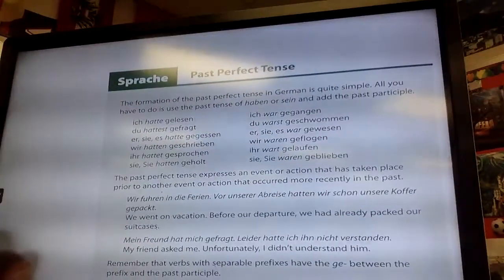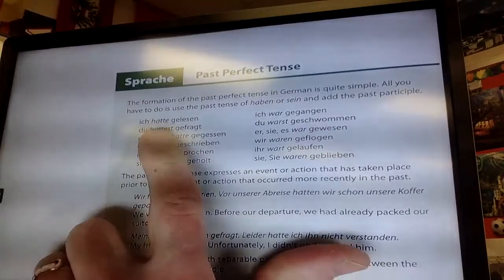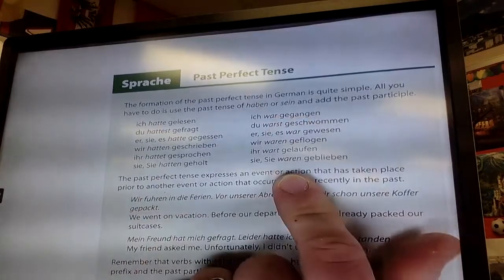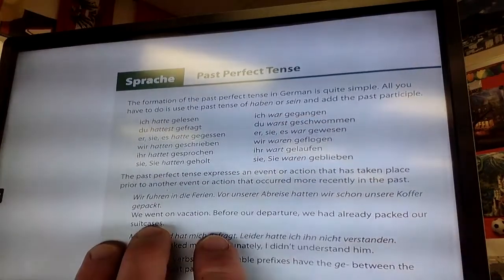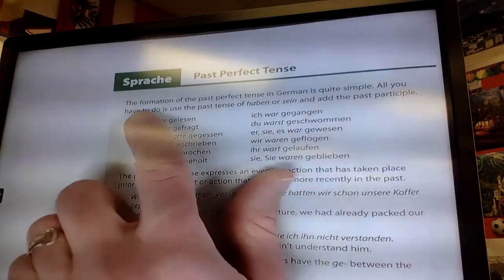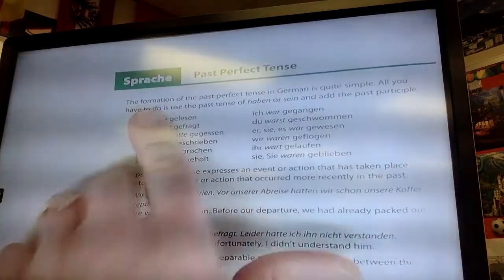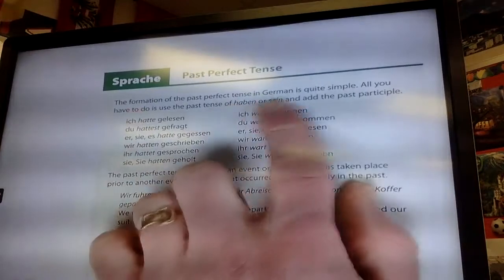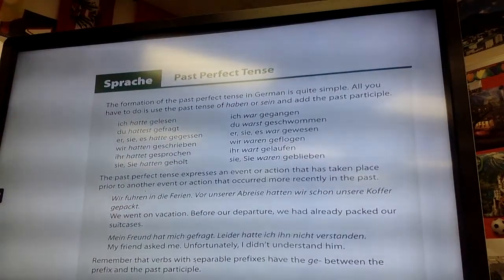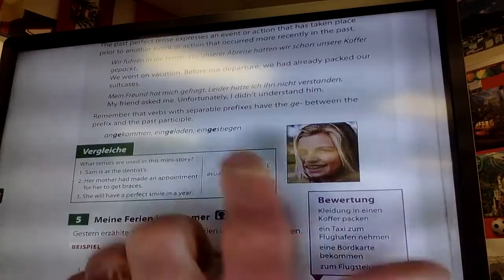So basically it goes through with you hatte conjugations and waren conjugations. We use the past tense form of haben or sein and add a past participle. Your book is even bold enough to claim that the formation of the past perfect tense is quite simple. Yeah, doesn't say that too much.